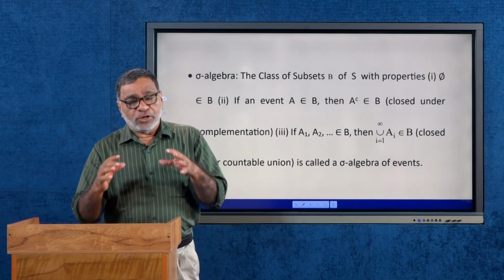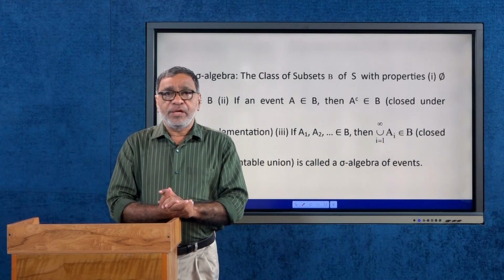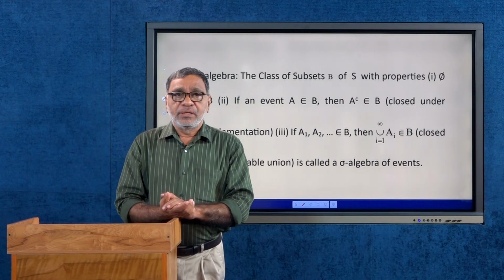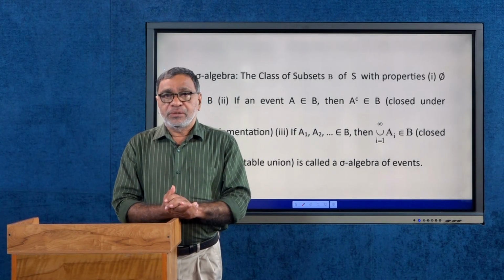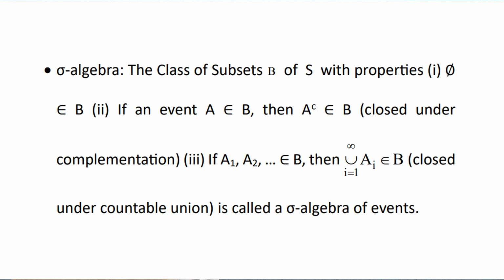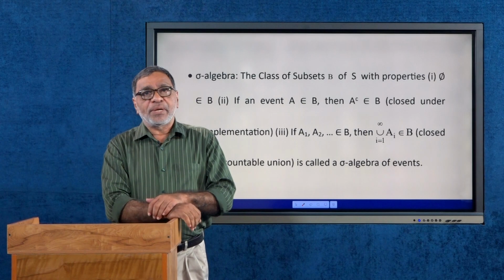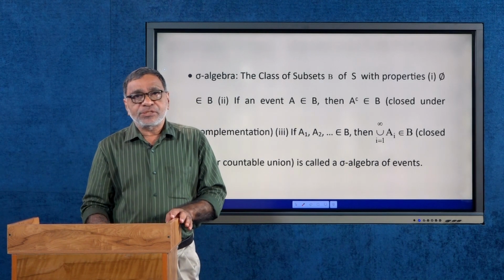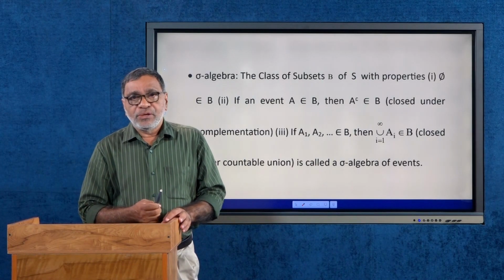And before introducing the concept of the random variable and probability function, let me define one particular class of sets, and that is known as sigma algebra. What is the meaning of sigma algebra? This is a class of subsets of the sample space S, and let it be denoted by B, the class of subsets B of S with the properties.